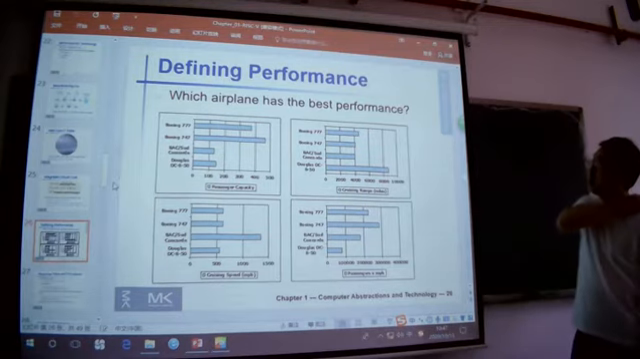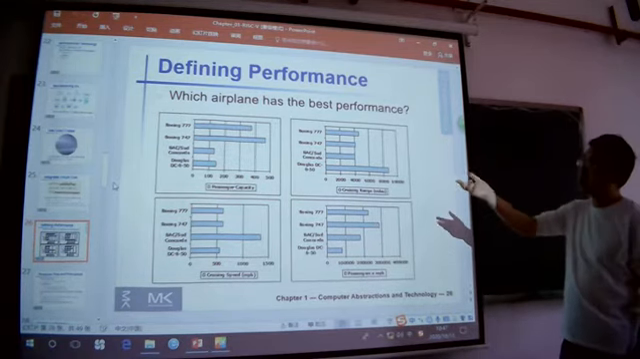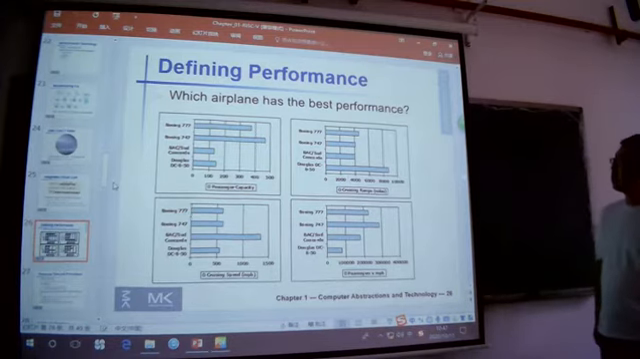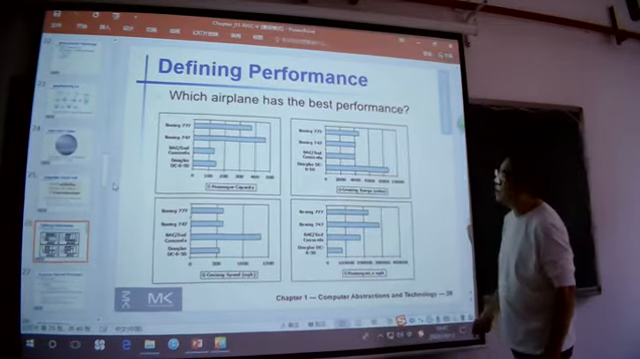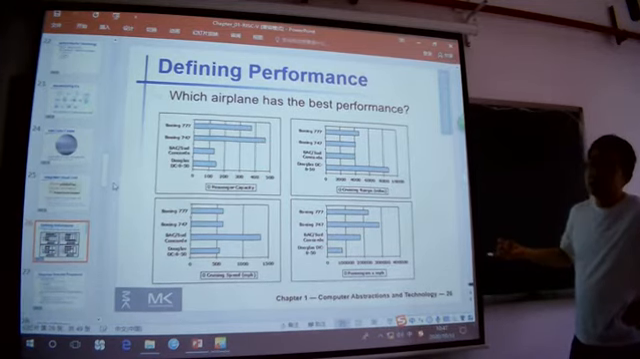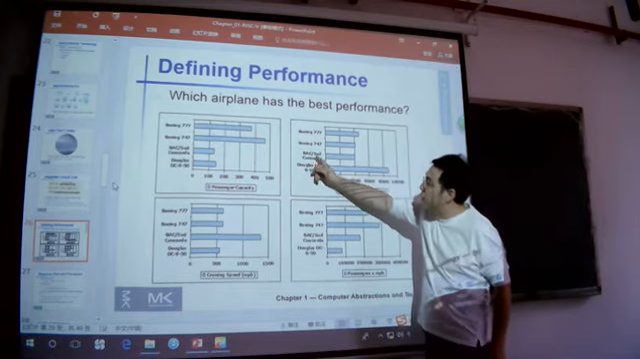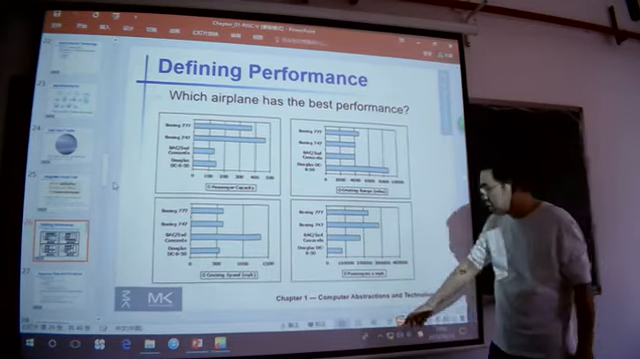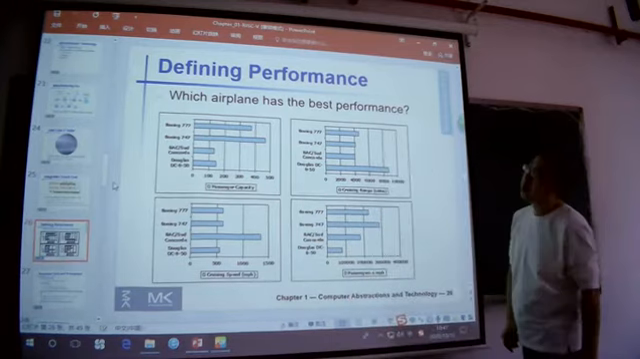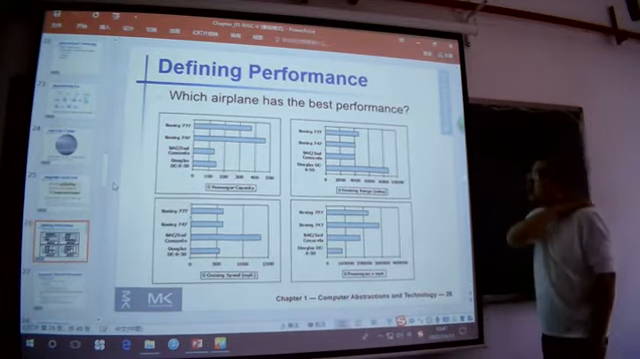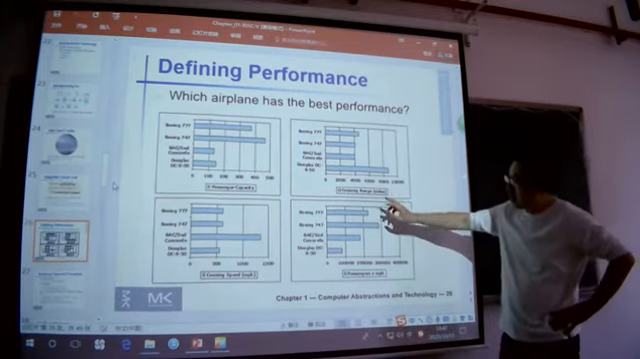Okay, define performance. We can find four images. The four images give us a question: which airplane has the best performance? We find 1, 2, 3, 4. The blue section shows the different sizes or different numbers. So you can find Boeing 777, Boeing 747, and others. You can find the passenger capacity is different. We can find the difference from the four pictures.